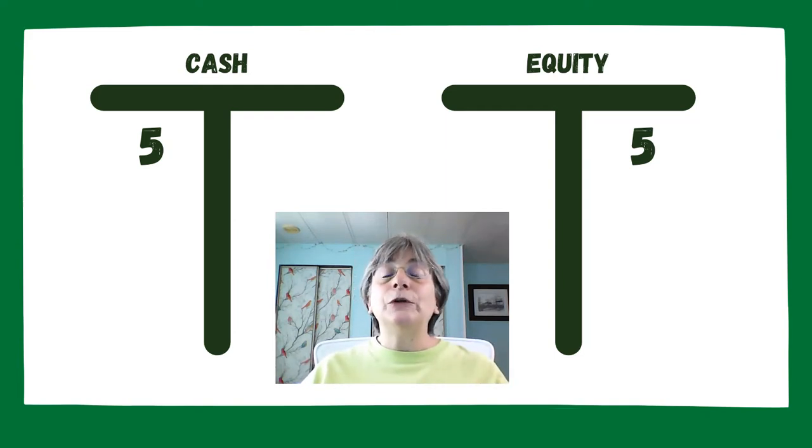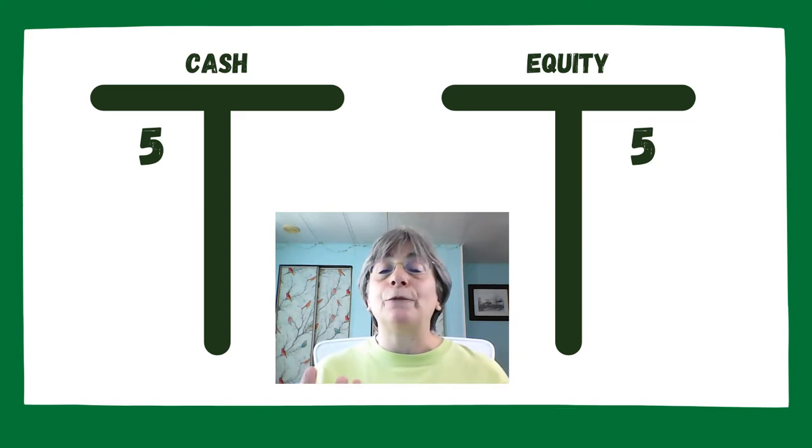Now, every time you're dealing with debits and credits, there's got to be at least one of each. There can be many more than that, but there's got to be at least one of each. So what is the other side of this transaction going to be? Well, the owner is making an investment. So the owner now has equity in the business. So we're looking for an equity account of some kind.